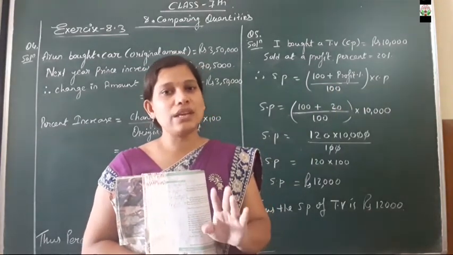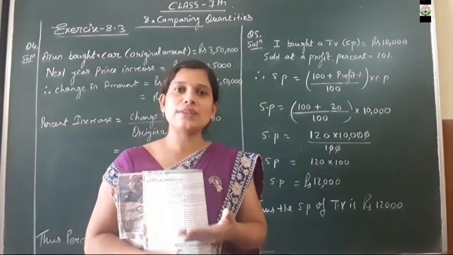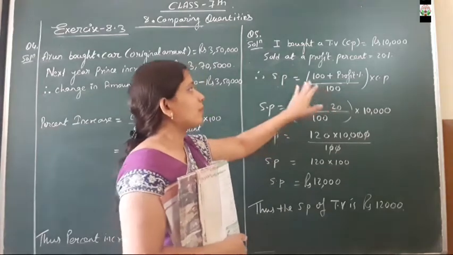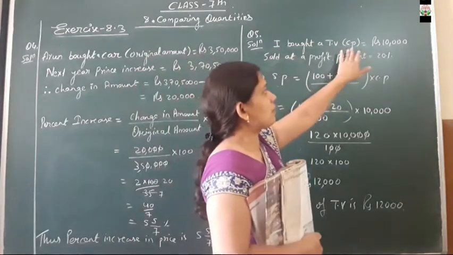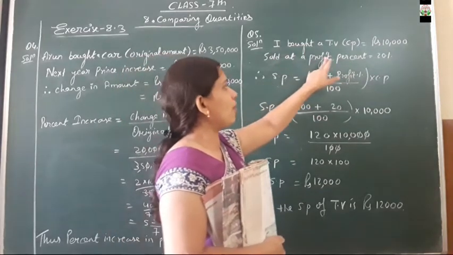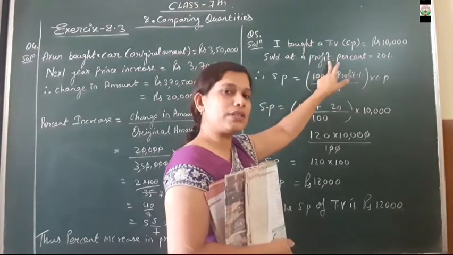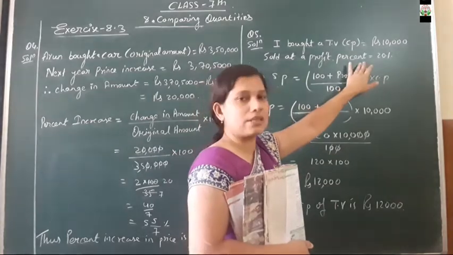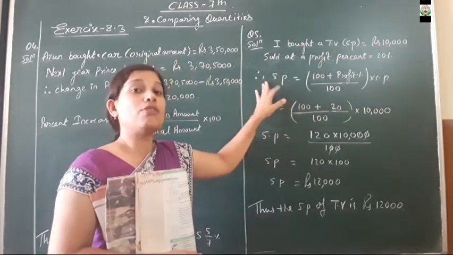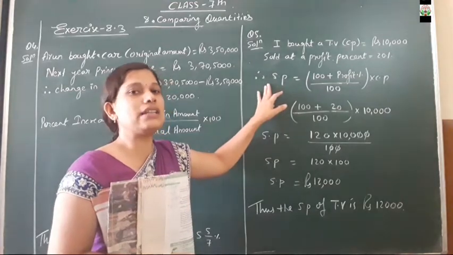In a loss percent we are going to subtract it, while in the profit percent we are going to add. Other things will remain the same in the formula. So here I bought a TV, that means the cost price of the TV is 10,000 rupees, sold at a profit percent. How much profit percent did we sell it at? That means 20%. Then what we have to find in the question is the selling price.